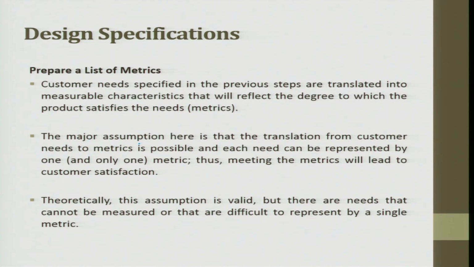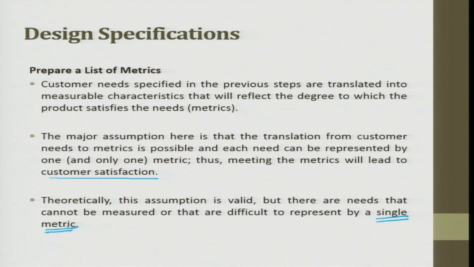The major assumption here is that the translation from customer need to metrics is possible, and each need can be represented by one metric. Thus, meeting the metric will lead to customer satisfaction. Theoretically, this assumption is valid, but there are needs that cannot be measured or that are difficult to be represented by a single metric. So, it is very difficult to have a single metric.